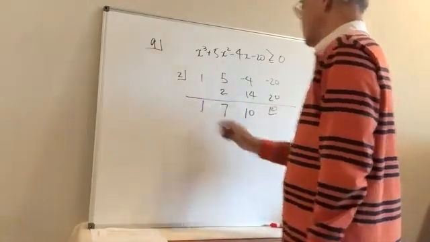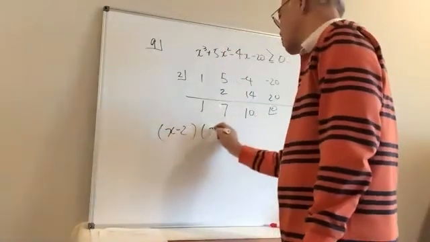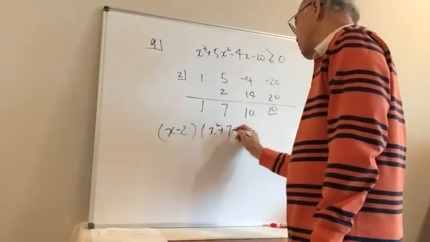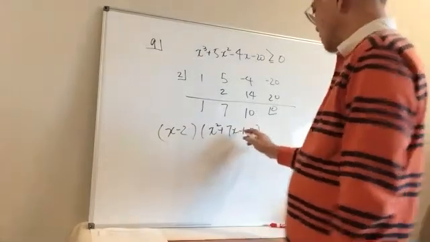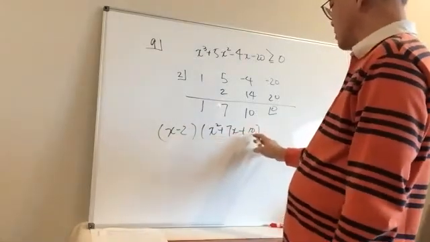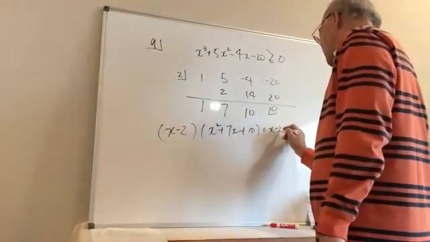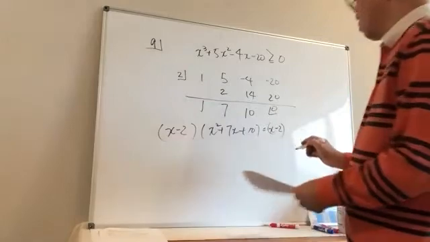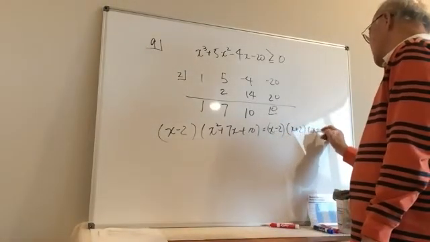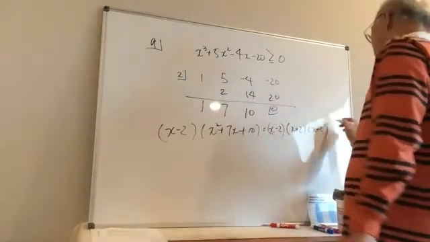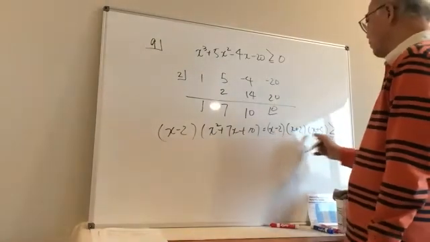So this is going to be x minus 2, and I have left over x squared plus 7x plus 10. And this is going to be also good. This is going to be 5 and 2. So I'm going to get x minus 2, x plus 2, x plus 5. This has to be greater than or equal to 0. So my roots are 2, -2, and -5.